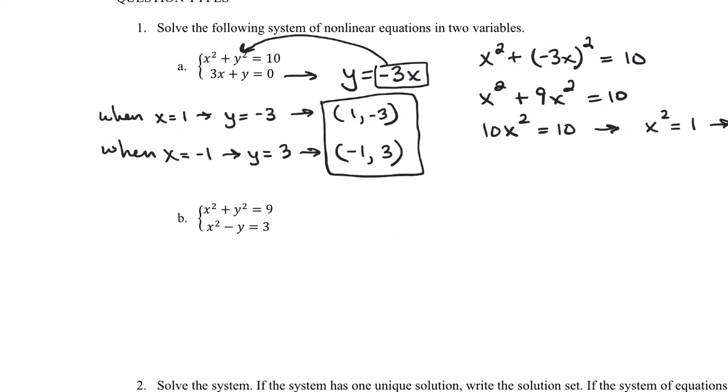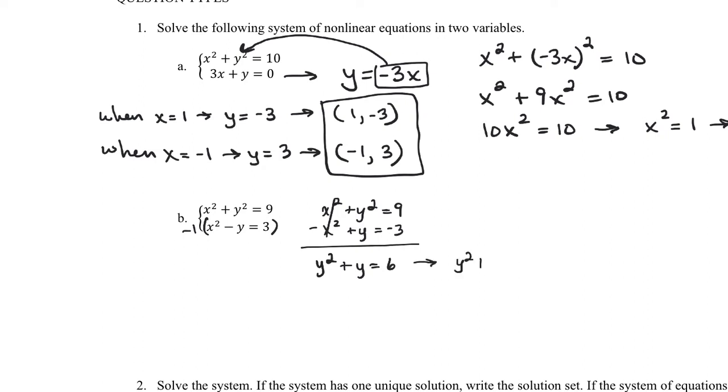Now for part B, we do have like terms, x squared and x squared, so we can use the elimination method. If I multiply the bottom equation by negative 1, for example, then we have negative x squared plus y equals negative 3. Now we can eliminate the x squared variable. Remember, these are not like terms, so they can't be combined into one term. You have to write it as an expression, y squared plus y equals 6.